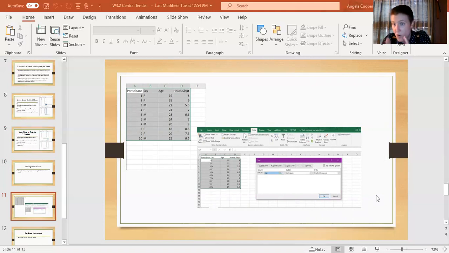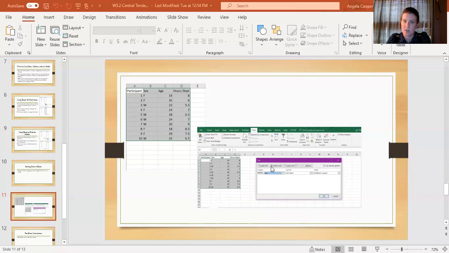So before you start sorting, you have to select all of the data like I have here. That includes the headers. Those headers are the participant, sex, age, and hours slept. So that's what that means. Those are the headers, the titles of each variable of each column. But you're going to select all of that data, and then you're going to click on the toolbar up here where it says data, and then you're going to click this sort button here.